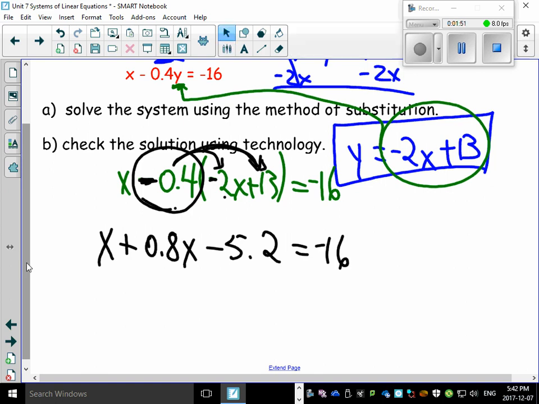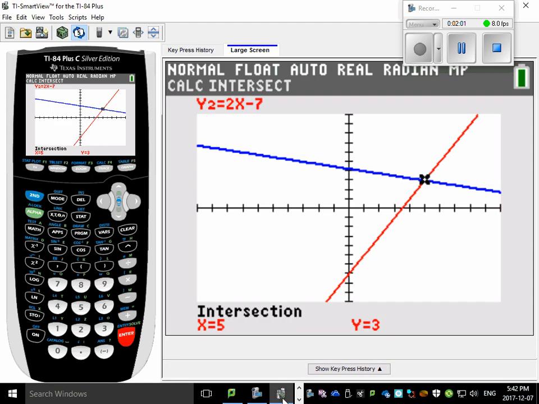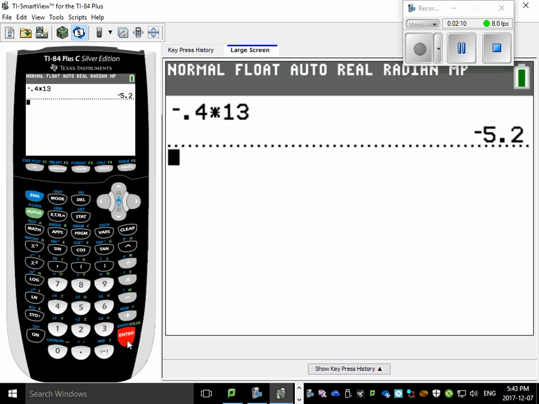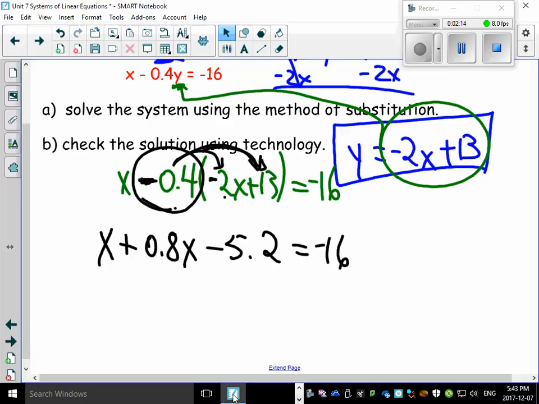I know what you're saying. How did you do that? 5.2 so quickly. Well, you know what? If you're stuck, bring up the calculator. There's no fault in bringing up the calculator. Go minus 0.4 times 13. Let's do it. Minus 0.4 times 13. There it is. Ends up being exactly what I told you it would be. Minus 5.2. So trust me next time, okay?